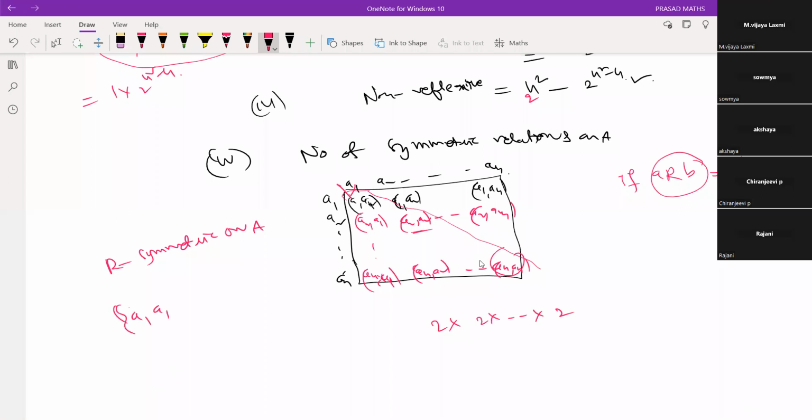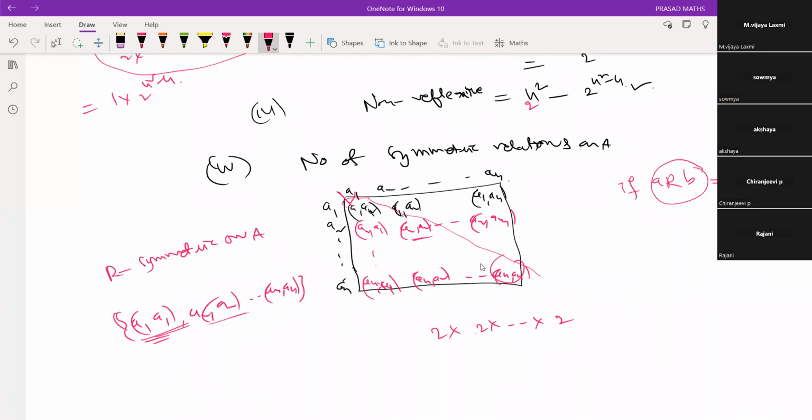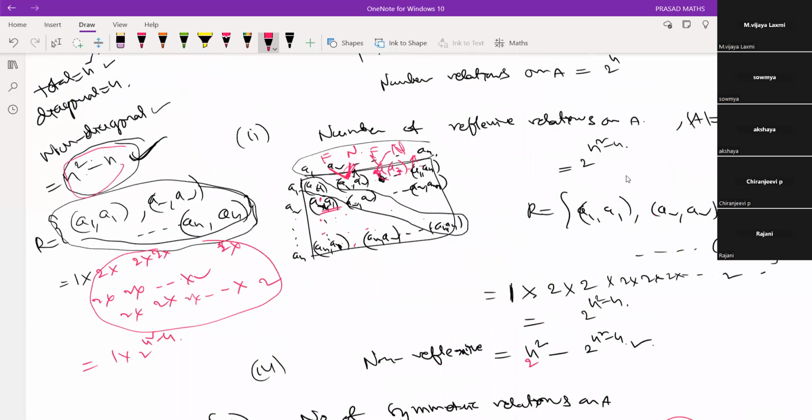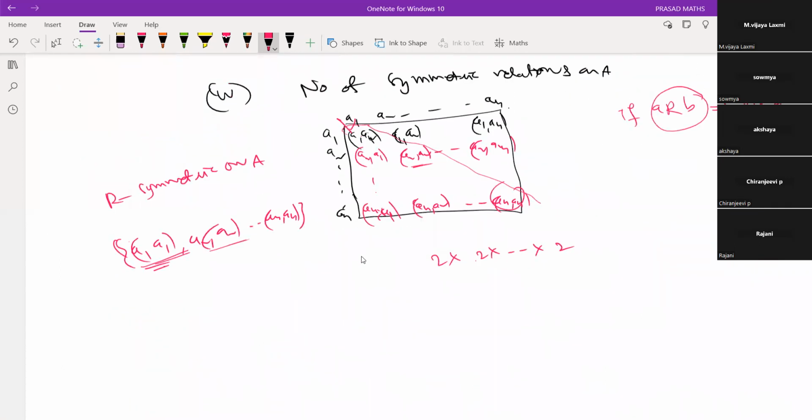A11, A22, going on to ANN, there is no problem with these. If it is present, fine; if not, fine. Therefore this can be filled in 2 ways. It may or may not be in the relation; it does not matter to us. But to define a reflexive relation, definitely the element should be present in R. But for a reflexive symmetric relation, these diagonal entries are free. So how many choices? 2 choices each. How many diagonal elements? n entries. So 2 power n.